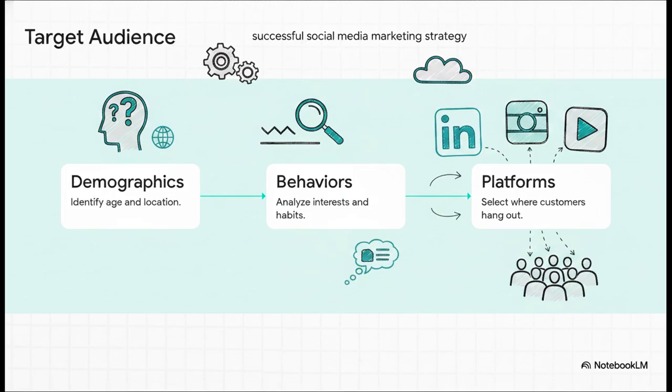And this builds directly into answering the second question. Who are you talking to? Walk through these steps with me. First, identify basic demographics like age and location. Second, analyze their online behaviors and interests. And third, select the platforms where they actually spend their time. For example, if you're a B2B software company, your audience is probably hanging out on LinkedIn. But if you're a highly visual clothing brand, your audience is scrolling through Instagram. Bottom line, go where your valued customers actually are.